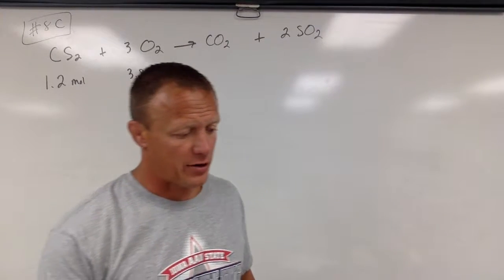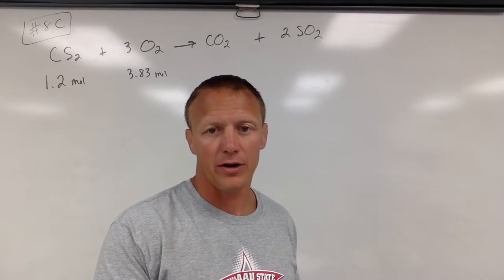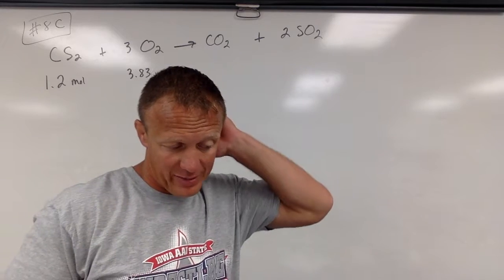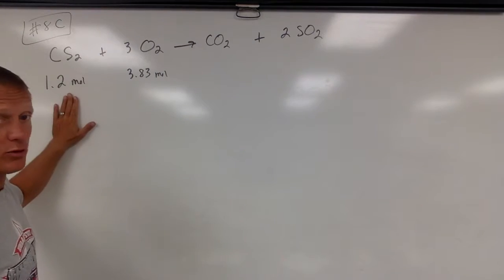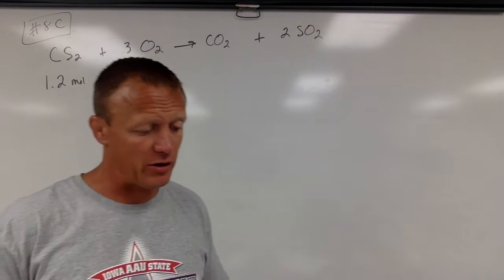This is still question 8 in your notes on limiting reactants. This is letter C on there. I'll probably just do the first one, but here's our reaction. It wants to know the limiting reactant, so I'm telling you that you have this many moles of CS2, this many moles of O2. The theoretical yield of product.